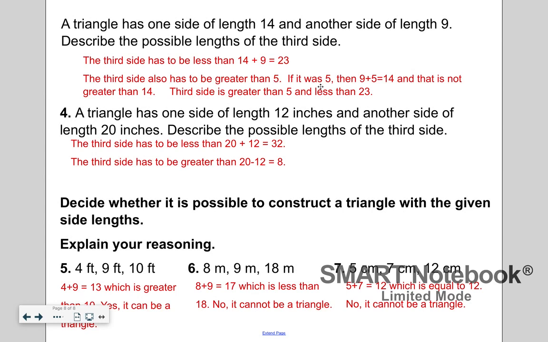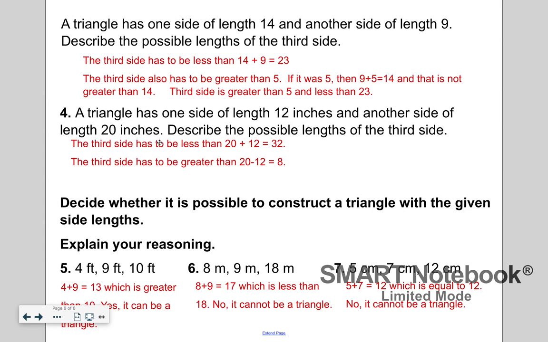Over here is the same, and the 5, if you didn't see, the 5 comes from 14 minus 9. That's where the 5 came from. Okay, so if I made the third side, let's say, was 6, that would meet the requirements that two sides are greater than the third side.